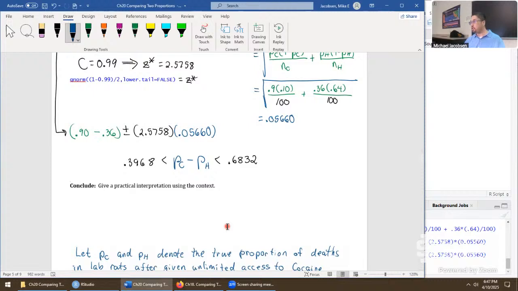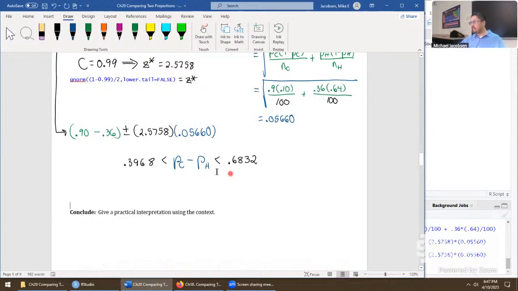Okay, let's give our conclusion. Confidence was at 99%. Maybe even before we give that conclusion, a lot of people are possibly okay giving conclusion right here, but I wouldn't necessarily want to say the difference in the death rate between the cocaine group and the heroin group is from 39.68% to 68.32%. It sounds like a word salad even to me as I'm saying it out. There's just a lot you're expecting the reader to do as a mental backflip.